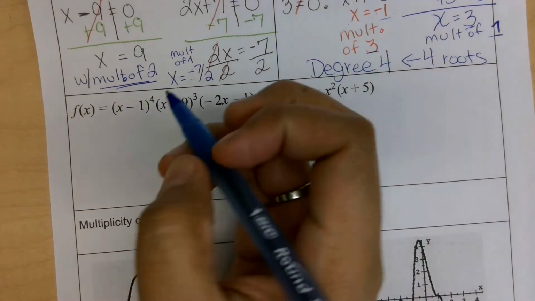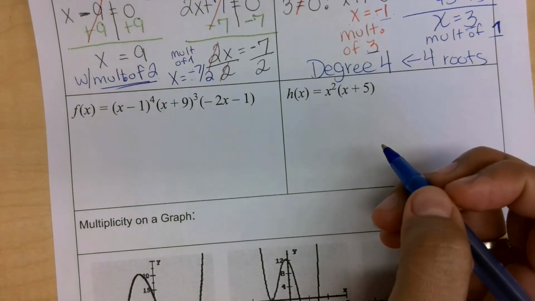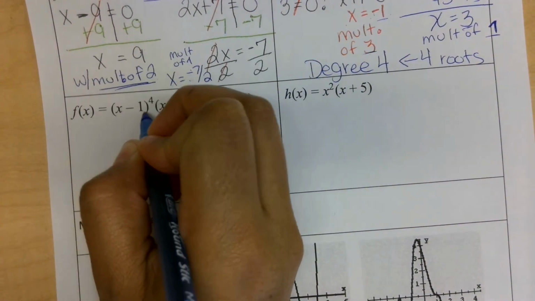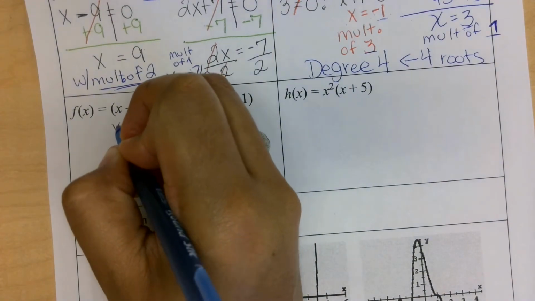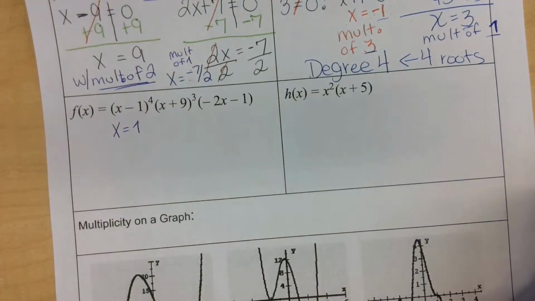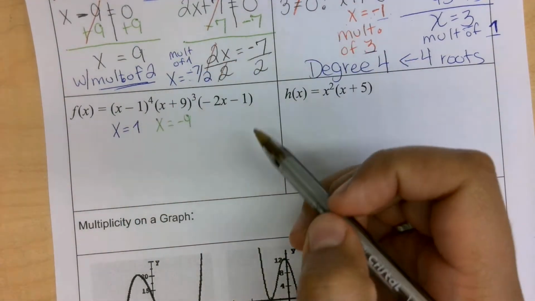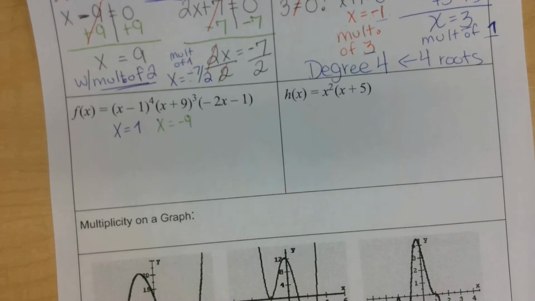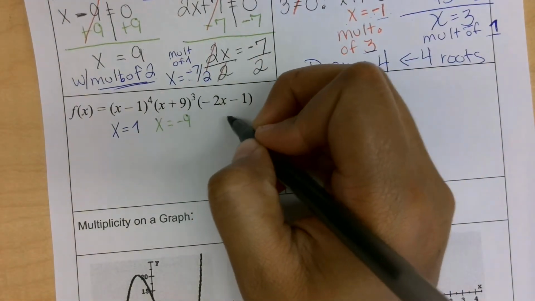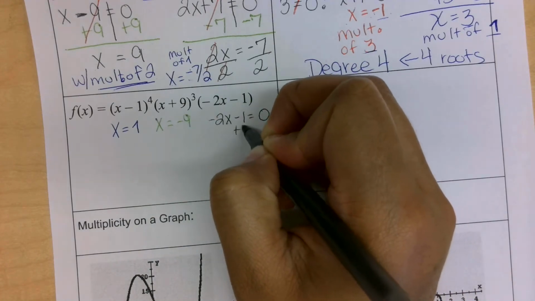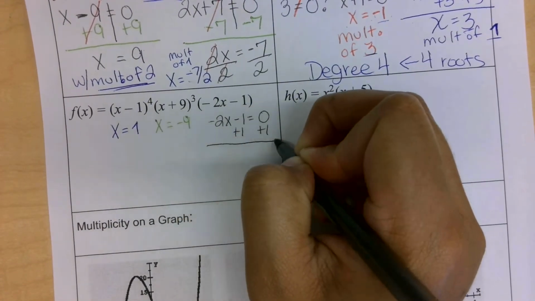I'm going to start skipping some steps just real quick. So here, what makes x minus 1 zero? Well, if x equals positive 1. What makes x plus 9 zero? Well, if x equals negative 9. Again, I'm skipping that step of solving. And then this last one, I'm going to solve it just because it's multi-step here. Negative 2x minus 1 equals 0. Add the 1, add the 1.